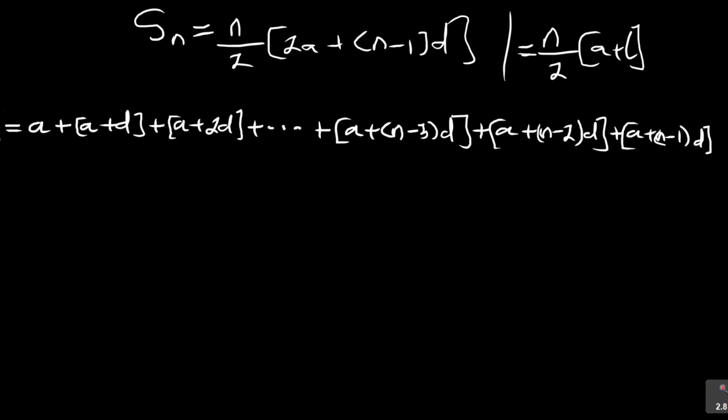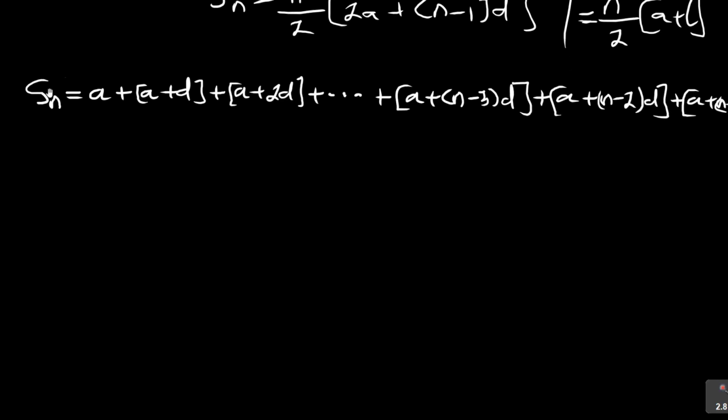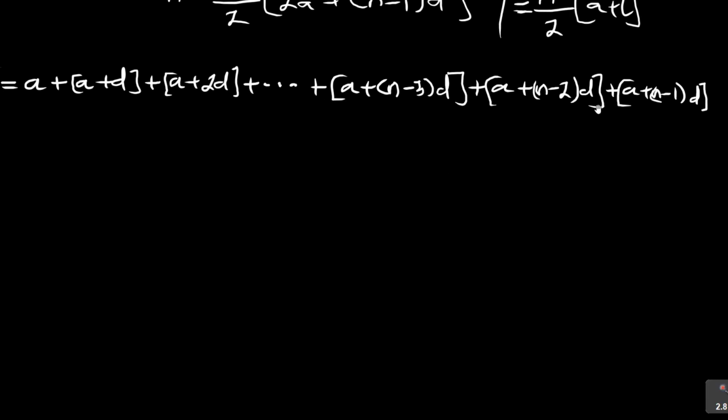All right, so this is what you're having. This is my Sn. Now if I take the last one, actually I'm rewriting this to show you what I'm doing. This was term 1, this was term 2, term 3, remember T1, T2, T3, and then the last three: Tn minus 2, and then Tn minus 1, the last term.